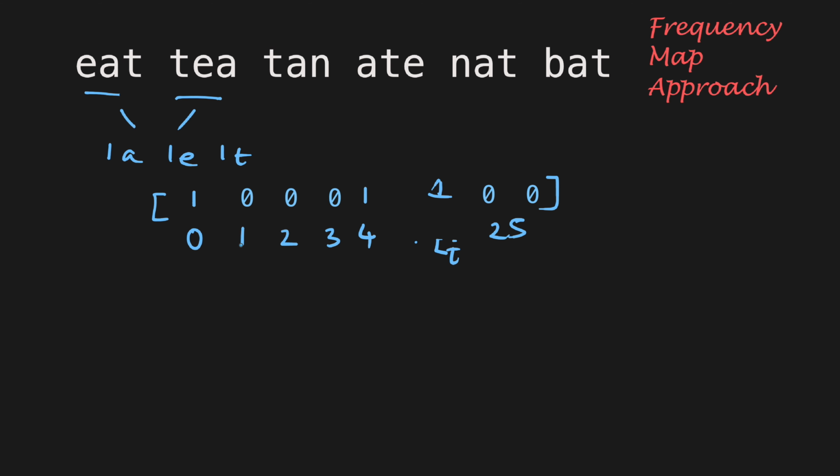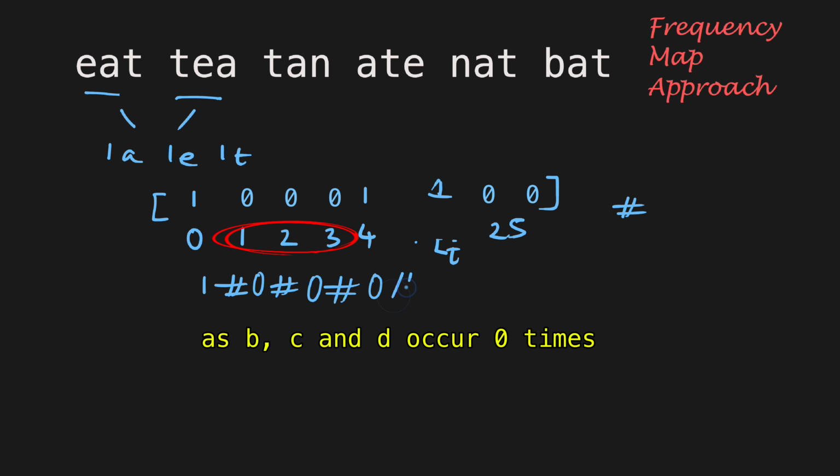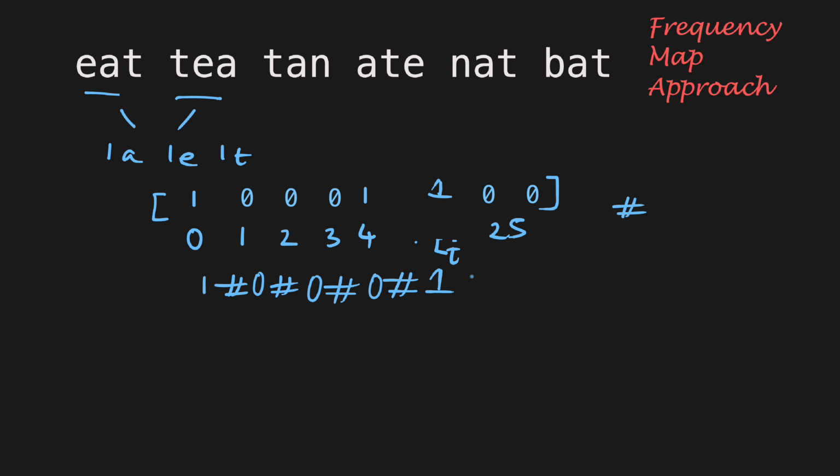One simple way to get the string representation is to join the frequencies using a delimiter such as hash. For example, this frequency array for eat can be converted into a string representation like 1 hash coming from index 0 for A, 3 times 0 hash coming from indices 1, 2 and 3, and again 1 hash for index 4 for E, and so on.